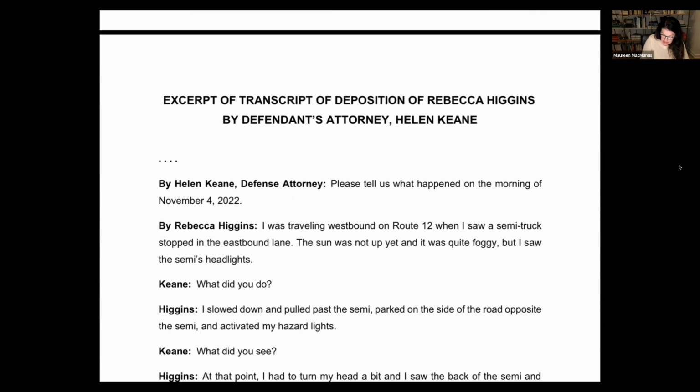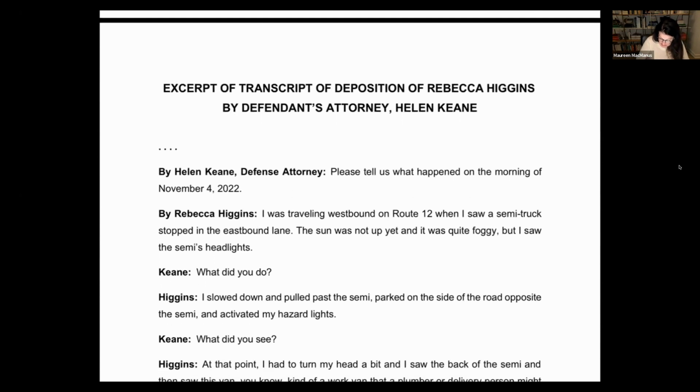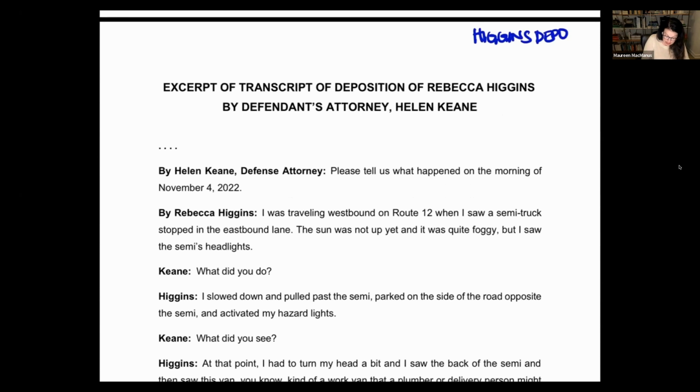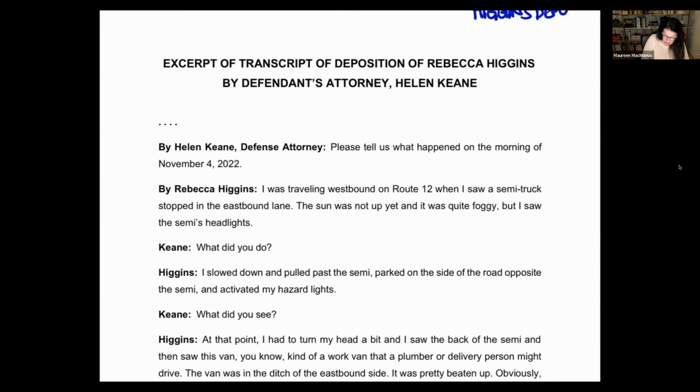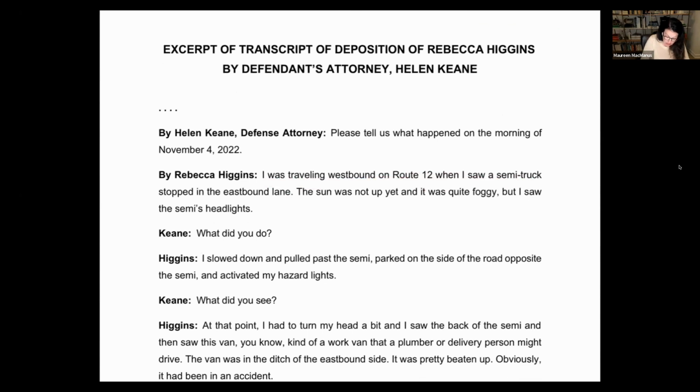This is a deposition of Rebecca Higgins. I don't know who that is, but I'm just going to make a note. This is the Higgins depo. I want to identify who this person is, ideally. Okay, so it says, "I was traveling westbound on Route 12." So it looks like this is a witness when I saw a semi truck. So witness, I think.